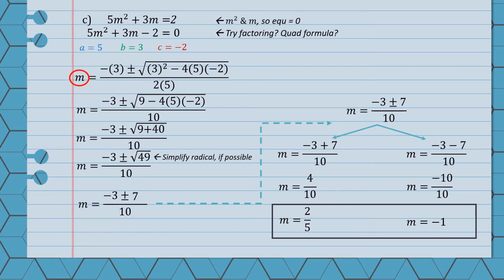Now, if you were able to factor earlier, you too should have gotten the same solutions of m equals 2/5 and m equals -1. Either method would have worked on this particular problem.